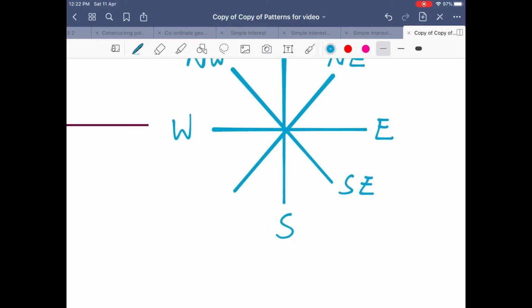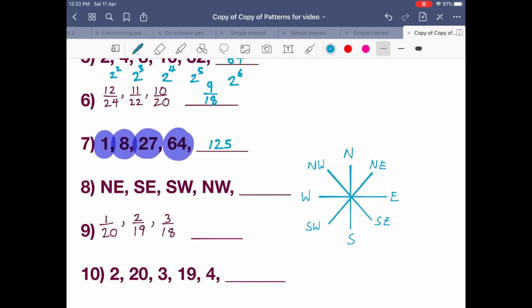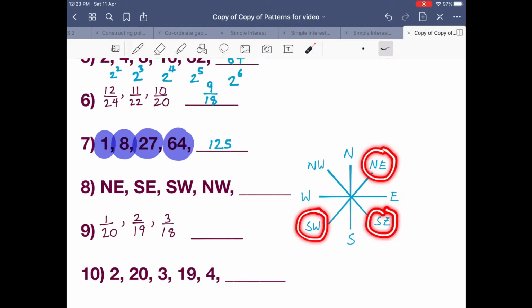northwest, and southwest. So for the pattern we are seeing, the first one is northeast, followed by southeast, followed by southwest, followed by northwest. So we are simply skipping one of the 8 cardinal points. So after northwest will be northeast, and the pattern will repeat again, southeast.